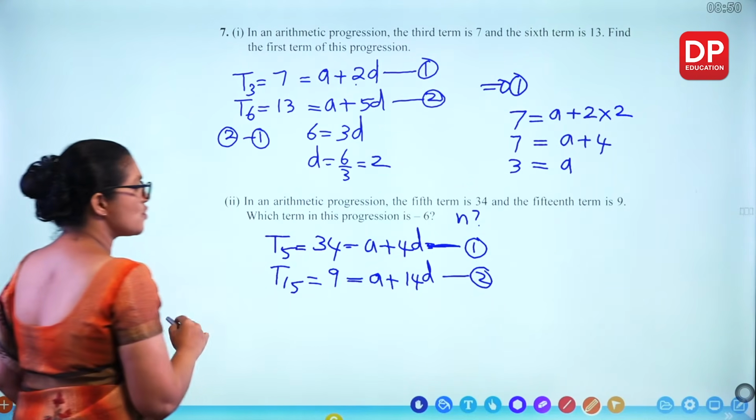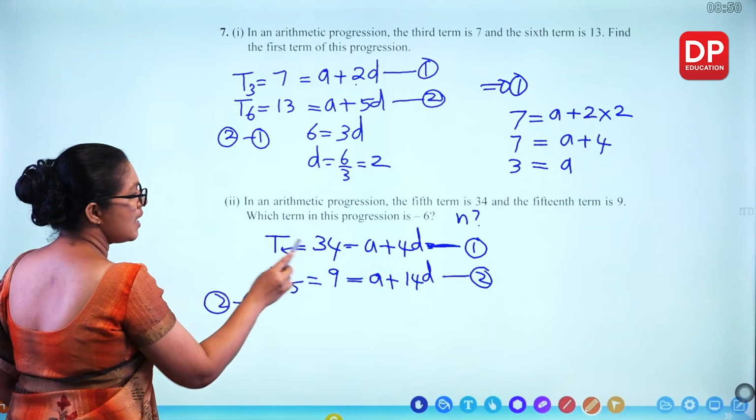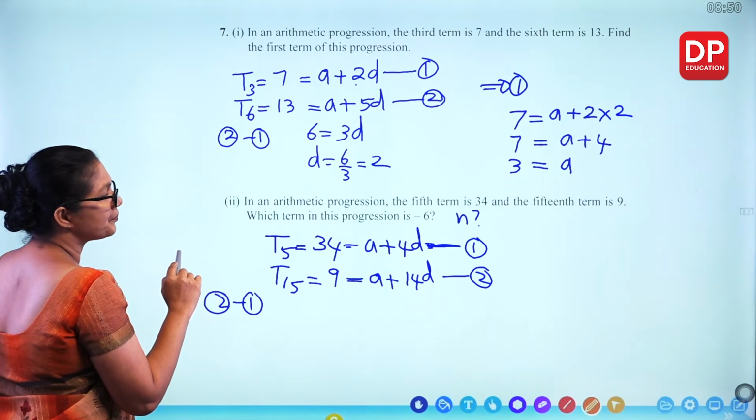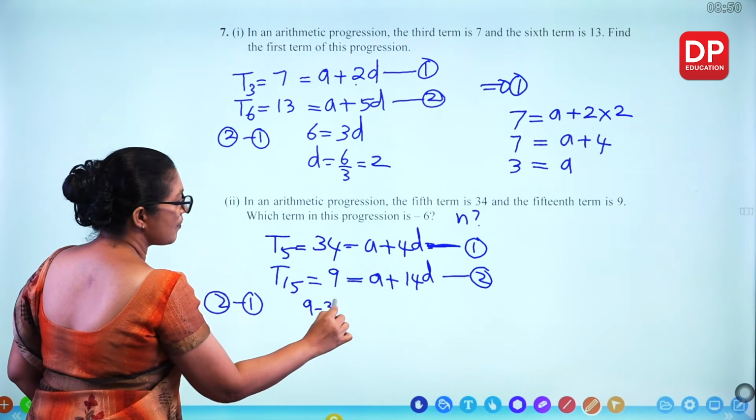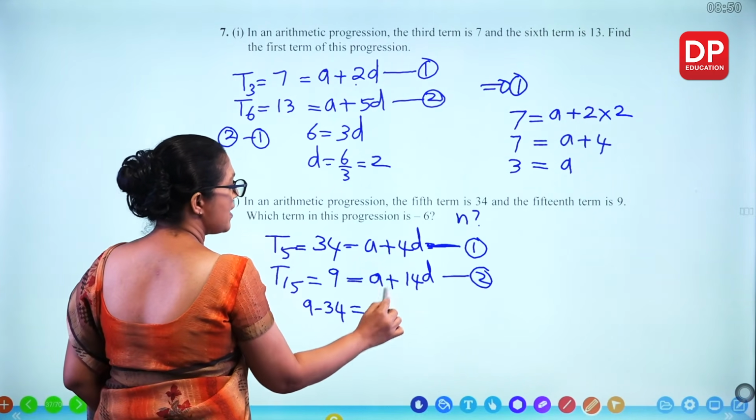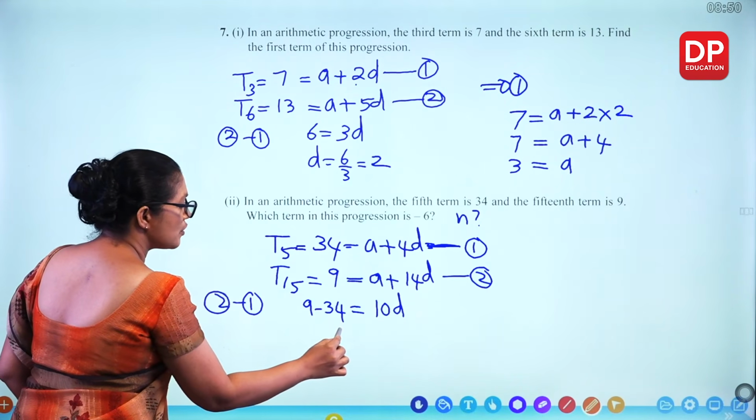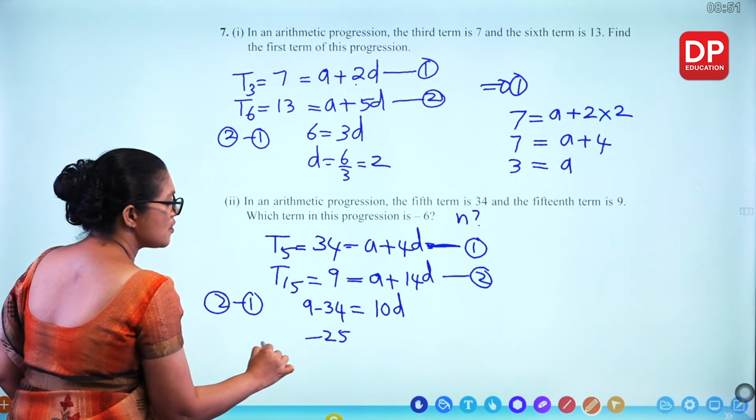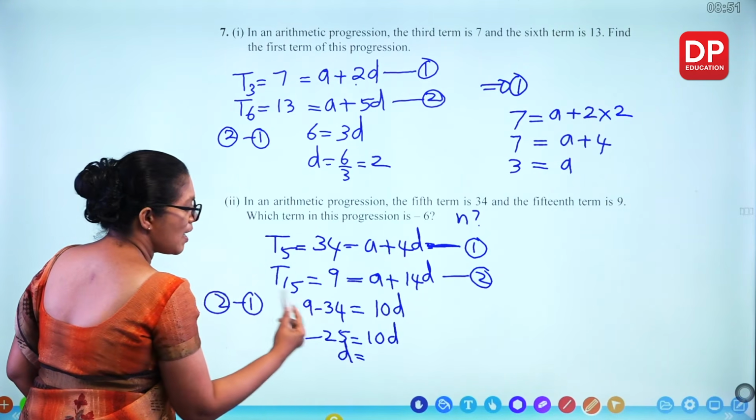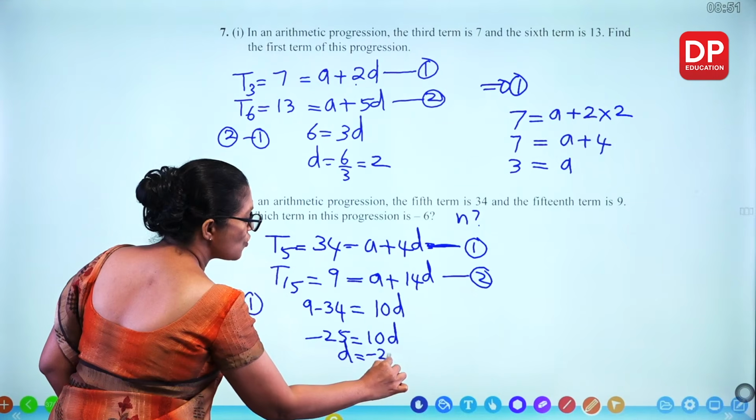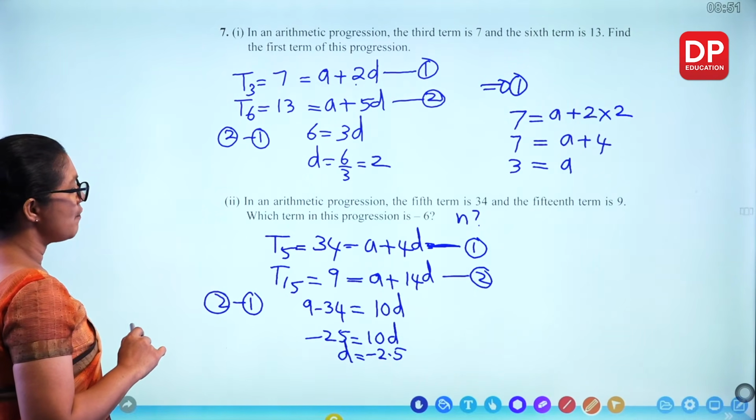Second equation. When you subtract, you can find D. So 9 minus 34, you get a negative answer, is equal to 14 minus 4, which is 10D. So when you subtract, what do you get? Minus 25 is 10D. D equals, divide by 10, minus 2.5. Now we know the difference is minus 2.5.